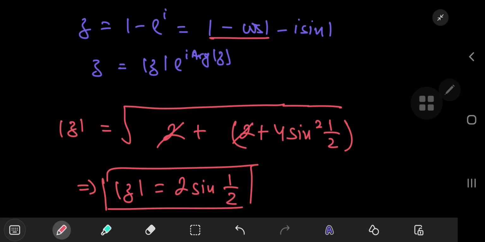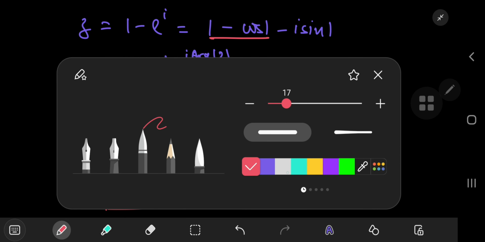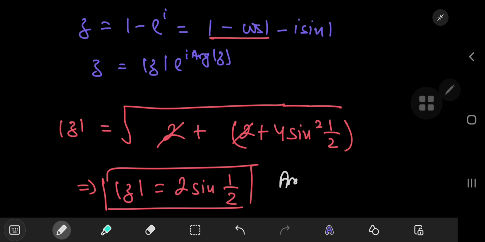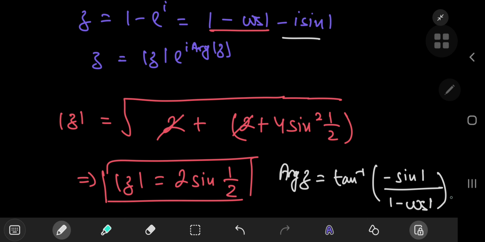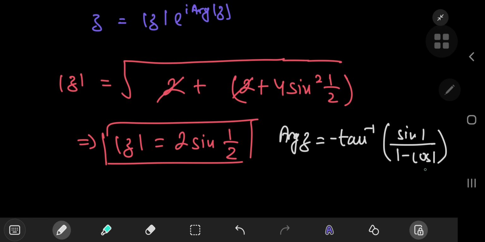Okay, that's pretty neat. And as far as the argument is concerned, well, the argument of z equals the inverse tangent of this imaginary part here, which is negative sine 1, divided by the real part, which is 1 minus the cosine of 1. And because the inverse tangent is an odd function, we can just write this negative sign outside here. Okay, cool. So we can simplify this again using double angle formulae.